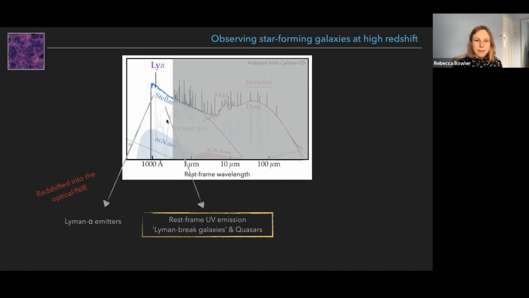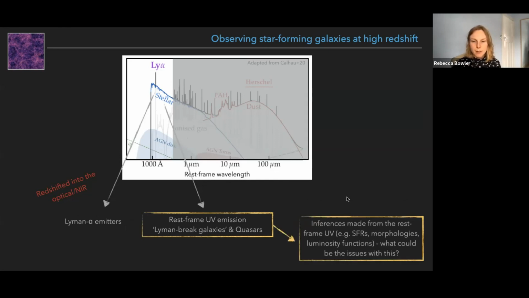So typically we find these sources by looking for objects that look like this in the observed optical and near infrared. And the two main selections are based on this emission line, the Lyman alpha emission line here, or we select them based on this continuum emission here. And we call these Lyman-break galaxies, which I'll explain more in a second.